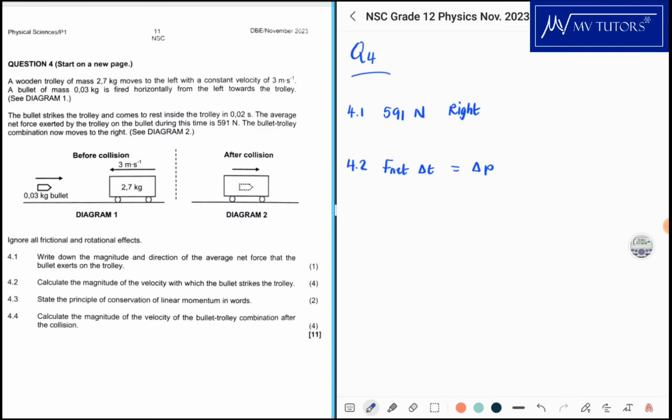And that's why I'm not using the formula of momentum before is equal to momentum after, because that forces me now to also add the information of the trolley. Okay, so I'm using the net force times time is equal to the change in momentum. All right, so what is that net force? It's 591 multiplied by the time, which is 0.02 seconds.